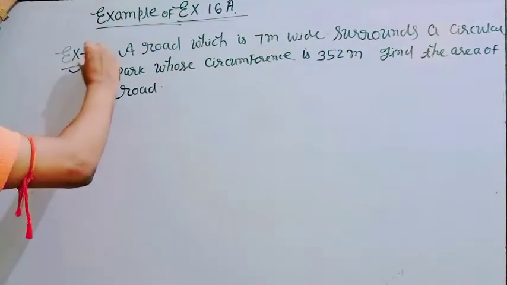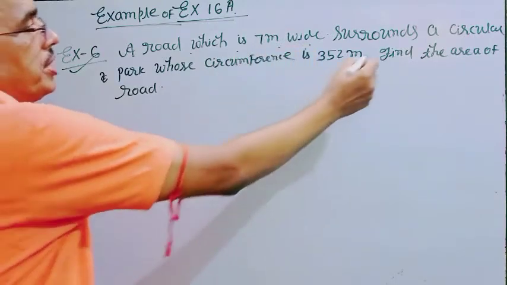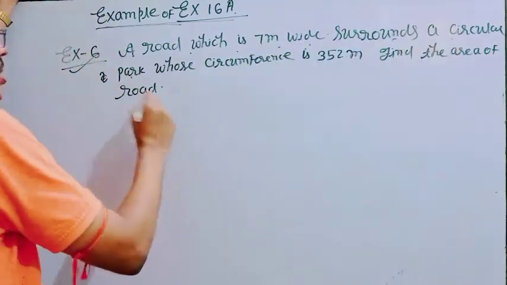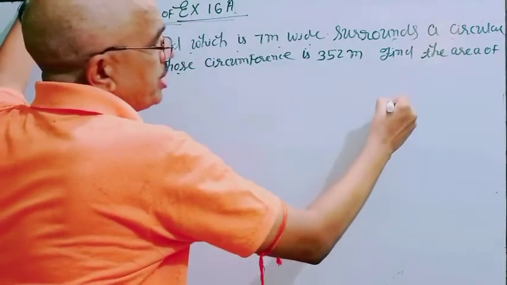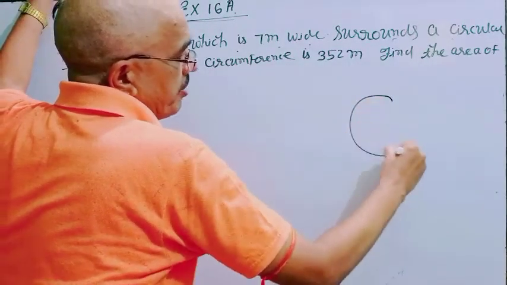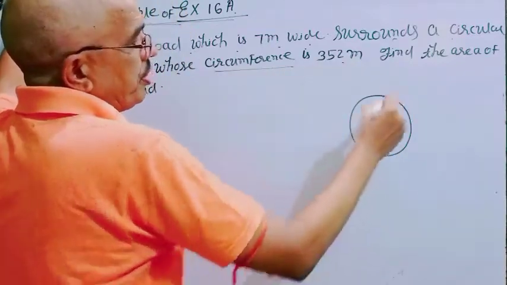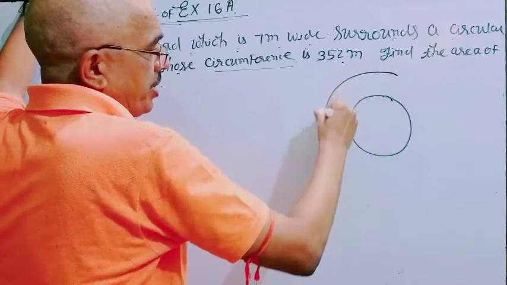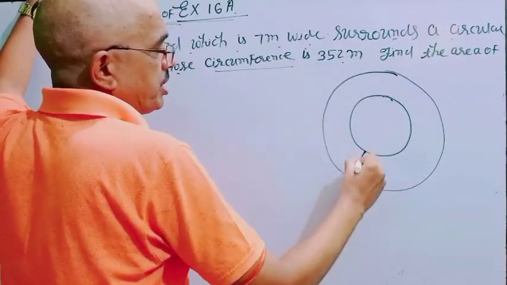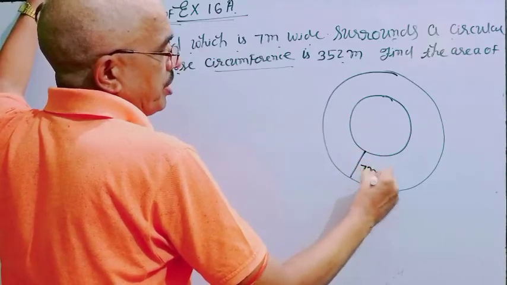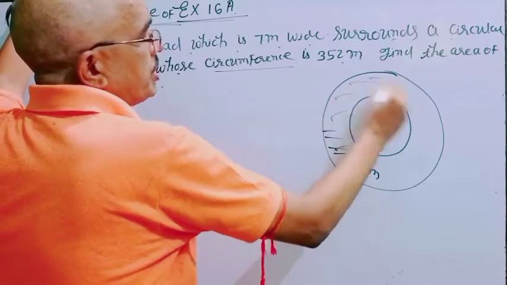Now see example 6. A road which is 7 meters wide surrounds a circular park whose circumference is 352 meters. A circular park is given whose circumference is 352 meters, and a 7 meter wide road surrounds it, that means this part is 7 meters. Then find the area of the road.